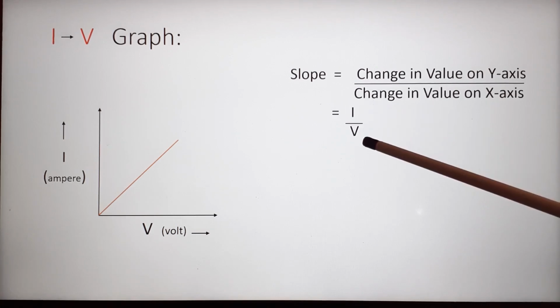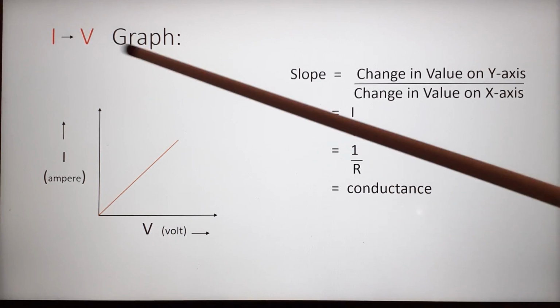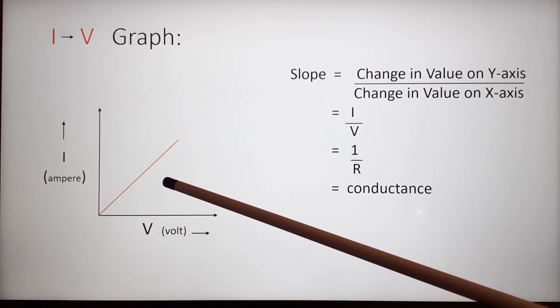What is this I upon V called? Can I write it as 1 upon R? And what is 1 upon R called? Conductance. It's the reciprocal of resistance. So the slope of the IV graph gives us conductance.